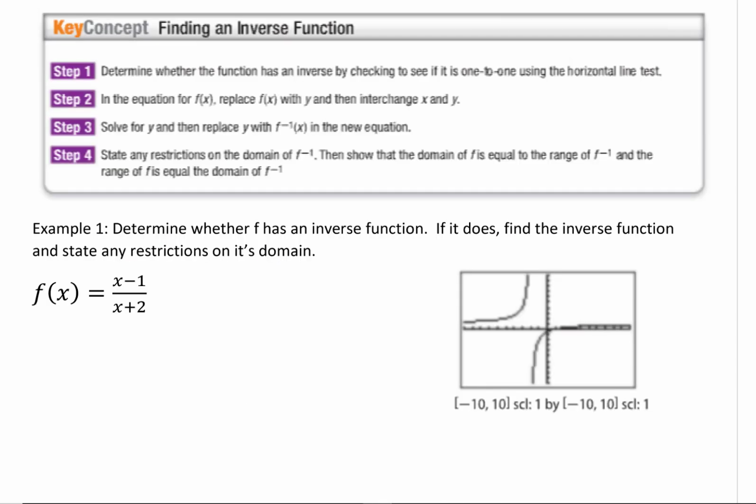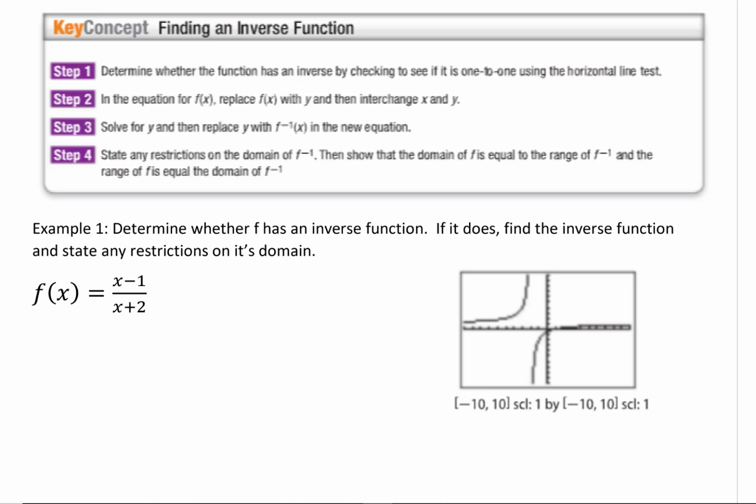So we can determine if an inverse is a function, but how do we actually find the inverses? Here's a step-by-step process. Step 1, determine whether the function has an inverse by checking to see if it is one-to-one using the horizontal line test. Then, in the equation for f of x, replace f of x with y, and then interchange x and y. Solve for y, and then replace it with our inverse notation. Finish by finding the domain and range.